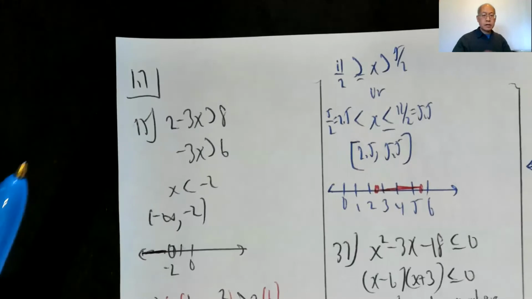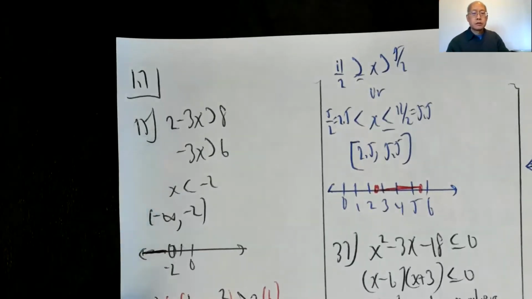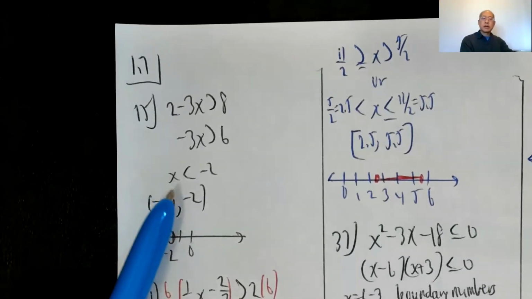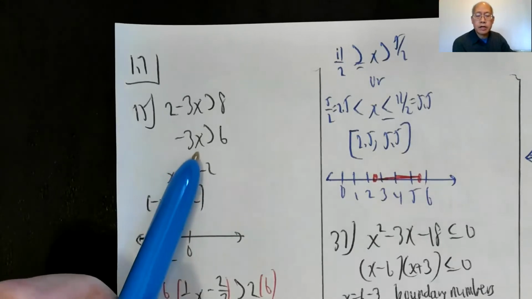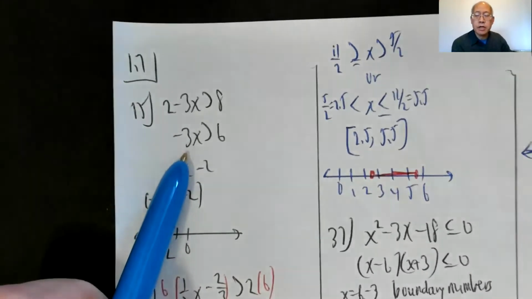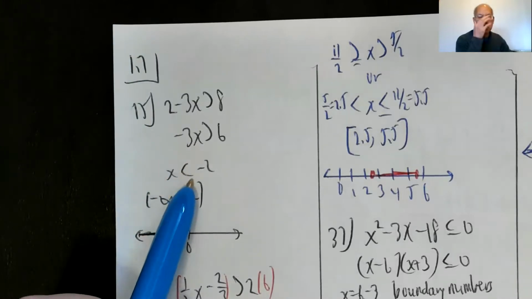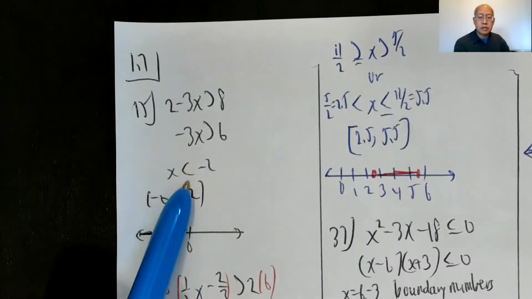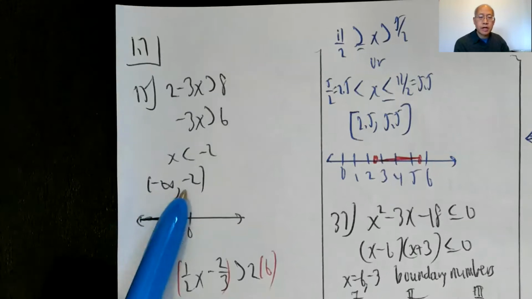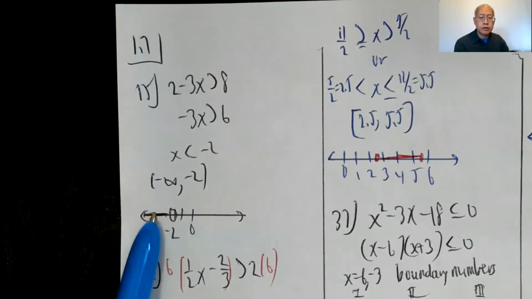We're solving inequalities. So 15, 2 minus 3x is greater than 8. Subtract 2, negative 3x is greater than 6. Divide by negative 3. When you divide an inequality by a negative, you change the inequality symbol, multiplying or dividing. So x is less than negative 2. So negative infinity to negative 2. Open circle at negative 2, shade to the left.